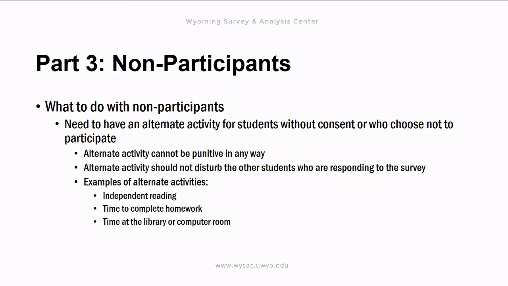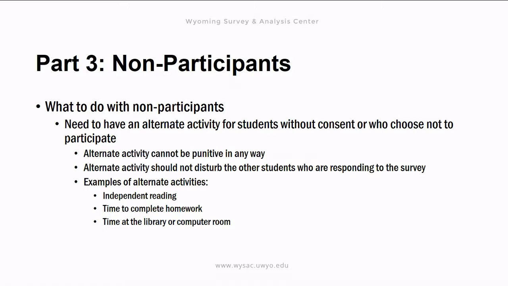You're going to have some students who don't participate in the survey. This is because parents didn't give permission or simply because the student does not want to take the survey. The survey is voluntary and we cannot force or coerce anyone into taking the survey. Choosing not to take the survey should not be punished in any way.